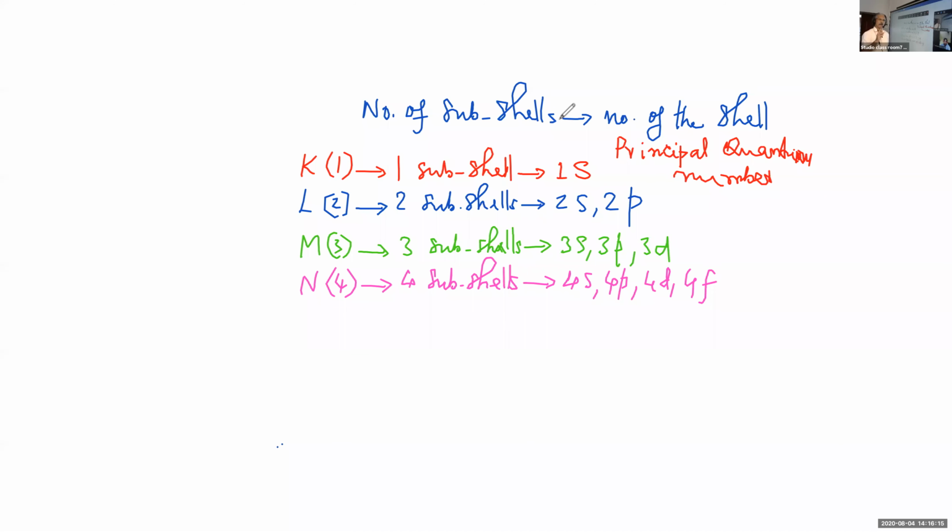In the fourth shell, or the fourth orbit, the N shell, 4 subshells are possible, and they are 4S, 4P, 4D, and 4F. Now you come to the next one.